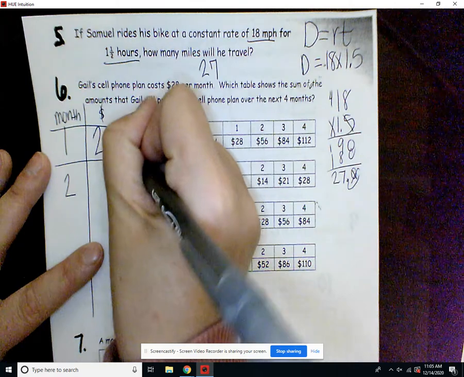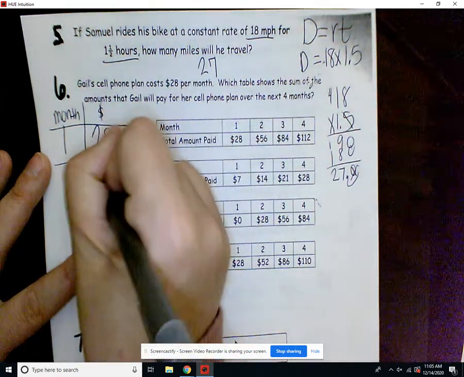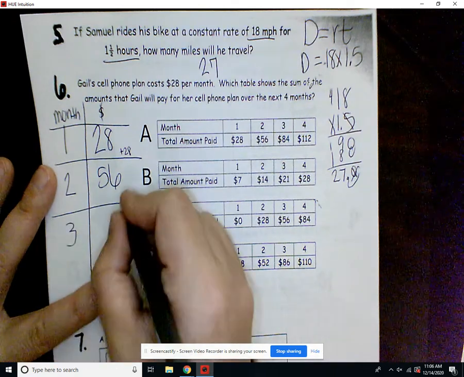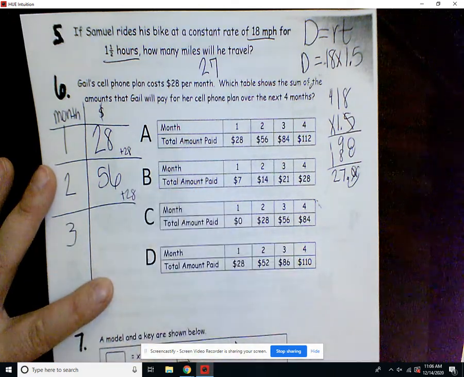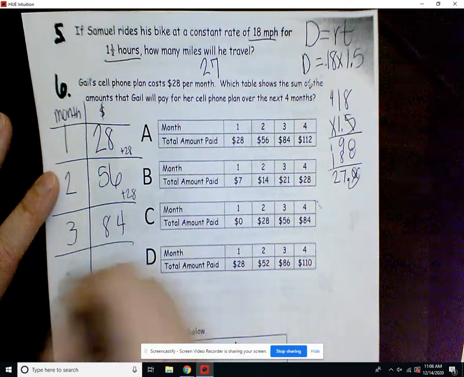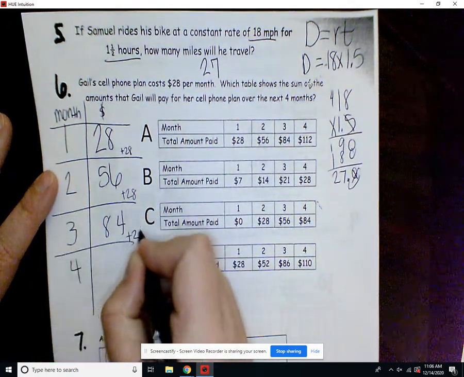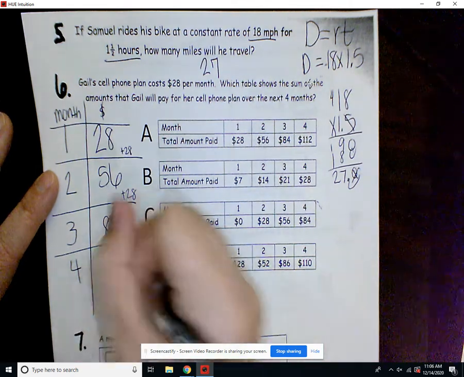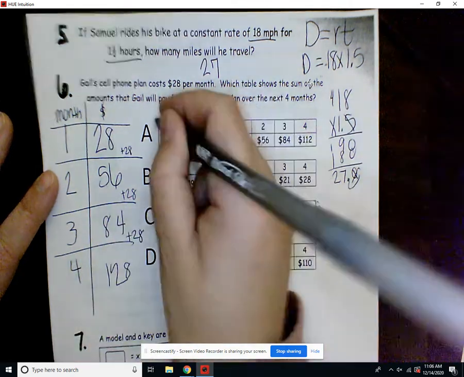So we're going to add 28 and 28, which is 56. Okay, and then 3 months, it's going to be another $28, which is 84. And then month 4, we're going to add another $28, which is 112. And so that matches A.